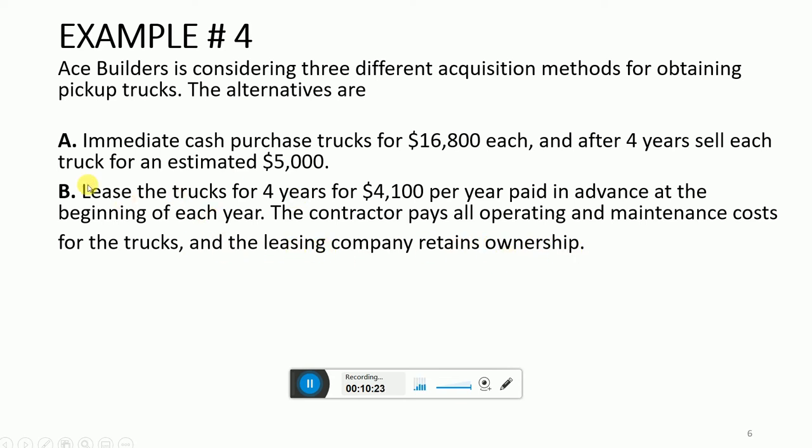In this case, the builder does not have the ownership, so he can lease the truck for 4 years. For each year he has to pay $4,100 in advance, before the beginning of the year, and all the operating and maintenance costs this builder has to bear. So this is the second option.